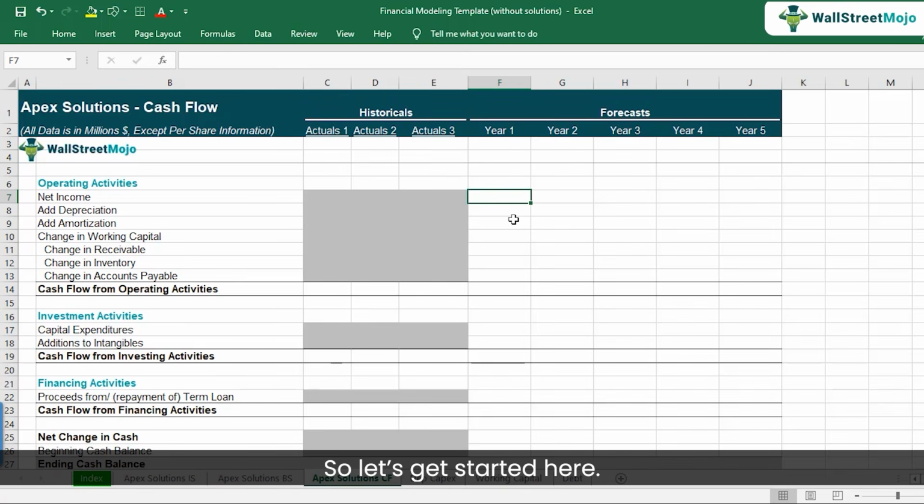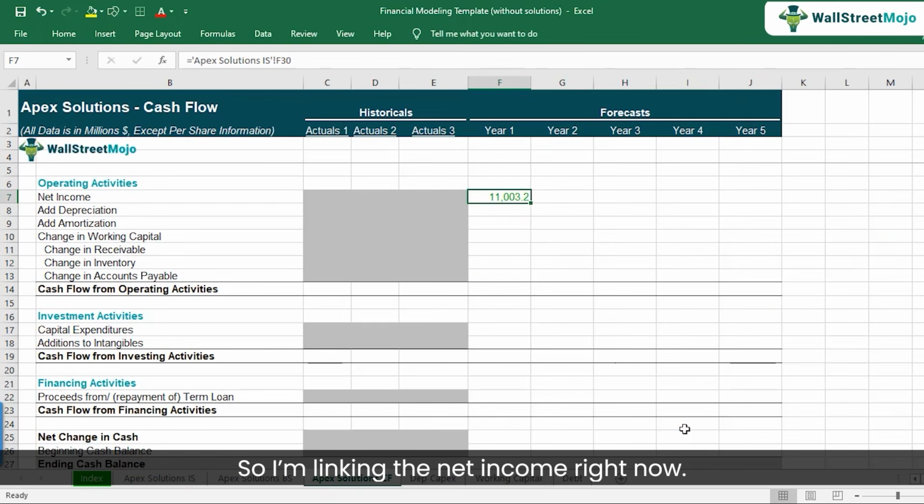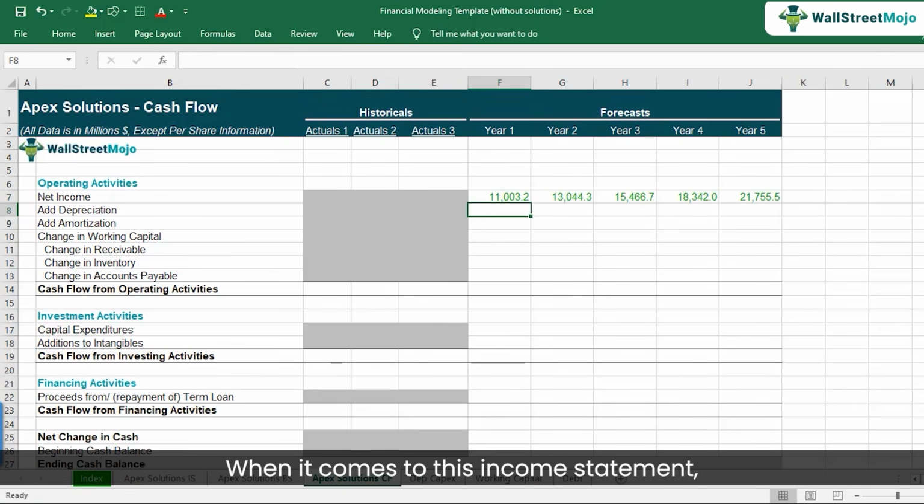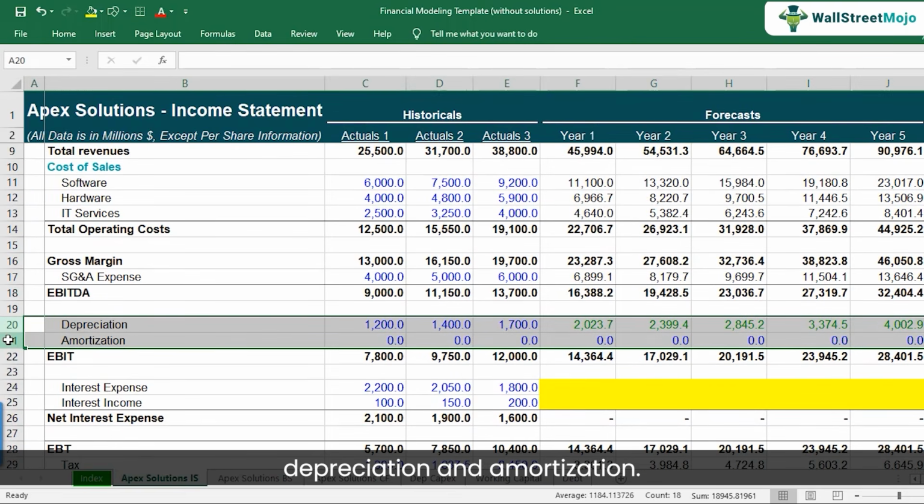Okay, so let's get started here. This will be equal to, we have already calculated net income, right? So net income for year 1 comes out to be 11003.2, right? Please note, interest expense and interest income will come later. That's all right, but we still have to link it now. Okay, so I'm linking the net income, right? Now, after the net income, we'll add back those items which are non-cash items. When it comes to this income statement, these are the two non-cash items: depreciation and amortization. So we'll add these back as well.